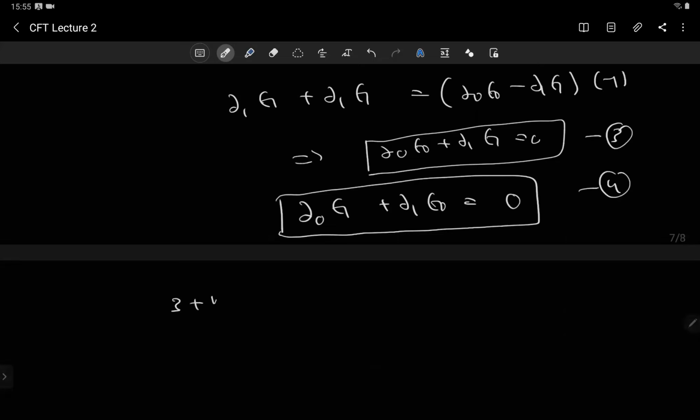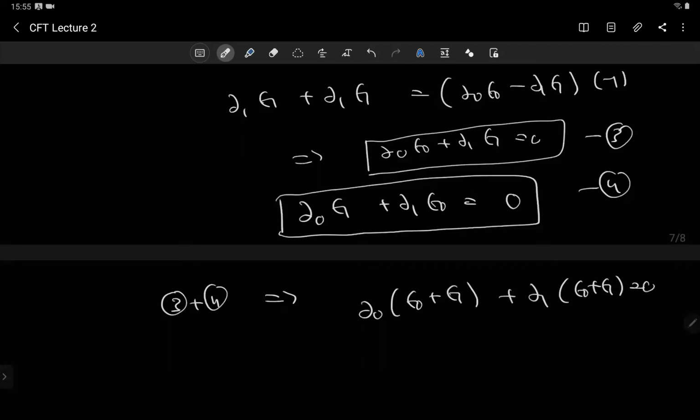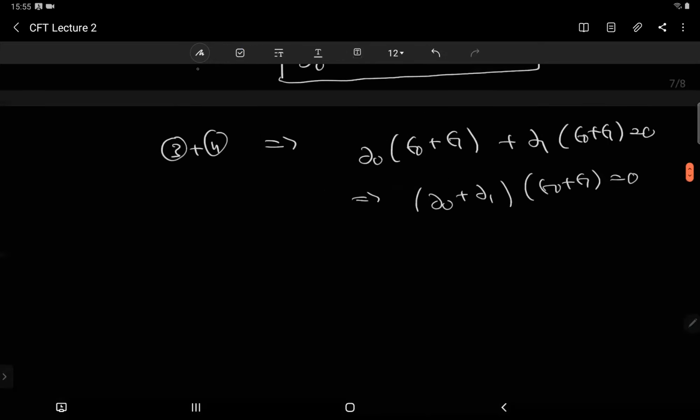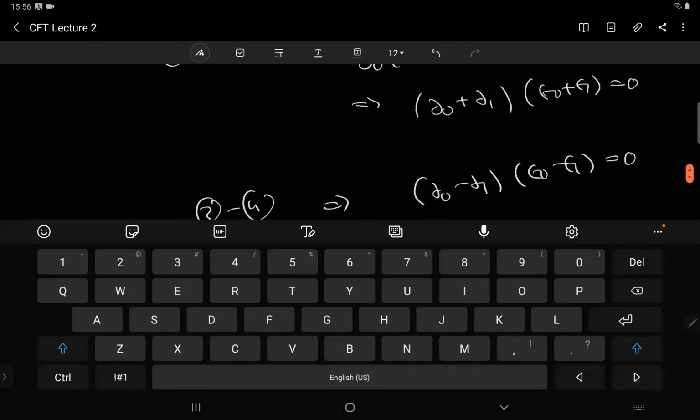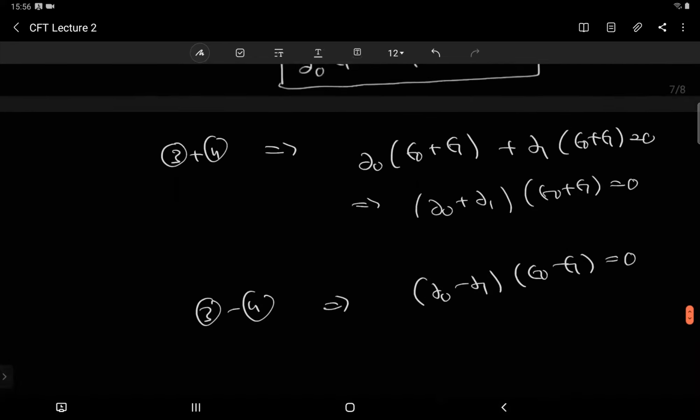So 3 plus 4 will give del 0 epsilon 0 plus epsilon 1 plus del 1 epsilon 0 plus epsilon 1 equal to 0. And this means del 0 plus del 1 acting on epsilon 0 plus epsilon 1 equal to 0. And if you take 3 minus 4, this will give you del 0 minus del 1 acting on epsilon 0 minus epsilon 1 is 0. You can check that. This is what you will get from here.